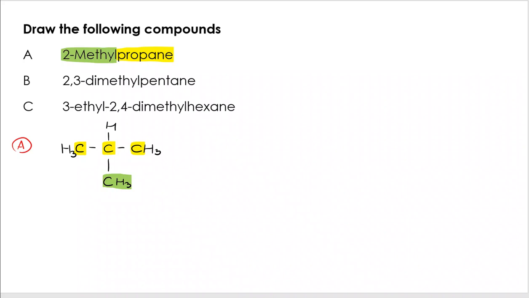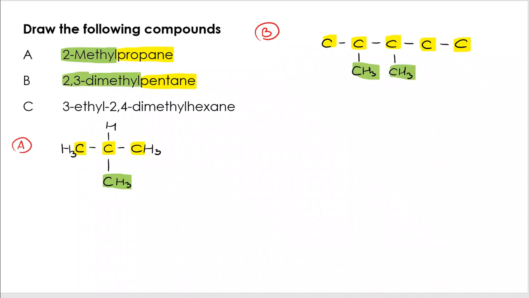So let's have a look at B, 2,3-dimethyl pentane. Well, I'm going to start off with the carbon chain again. I've got 5 in a row, and I'm going to put my 2 methyls on the 2nd and the 3rd carbons. All I've then got to do is fill in the remaining H's, and I've got my final structure.